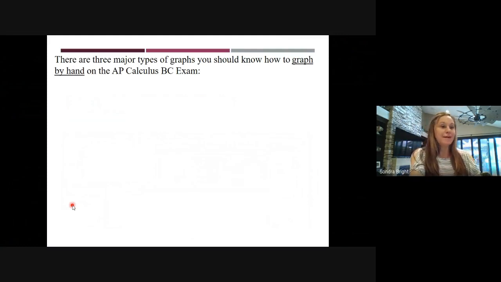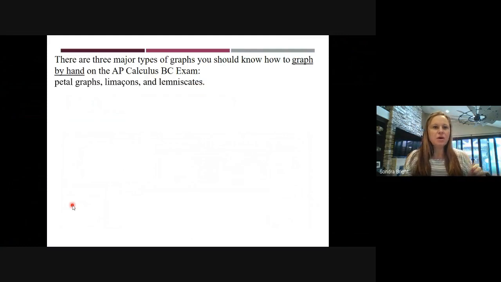Okay, so there are three major types of polar graphs that you will be expected to know how to graph by hand on the AP exam. Those are petal graphs, those ones with the petals, or roses sometimes they're called. Those are also just regular circles, but they look different in polar. Limaçons and lemniscates. And the limaçons, there were 4 different types. You learned all of these last year.